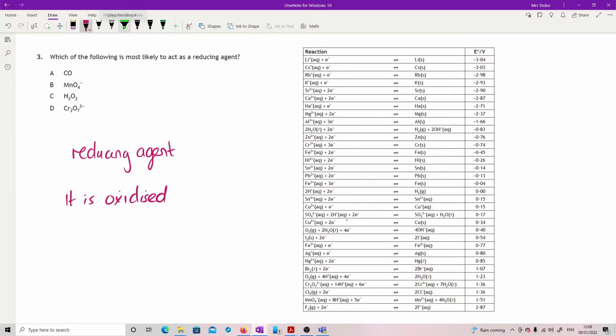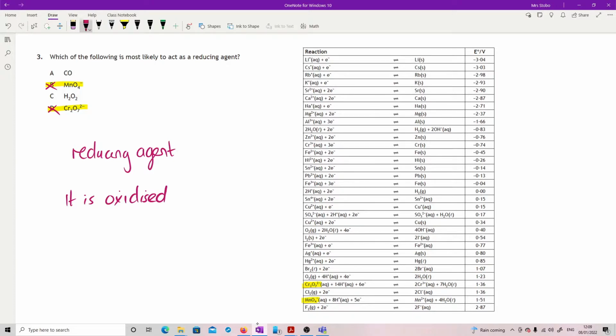The reason I pulled over the data book, and I'm going to change to a slightly different highlighter, is that these two are in the data book, in the reduction series. Here we go, here's MnO4, and here's your dichromate. Both of those are reduced. So if they're reduced, they cannot be being oxidized. So I can get rid of these because of that, which leaves me with carbon monoxide and hydrogen peroxide.